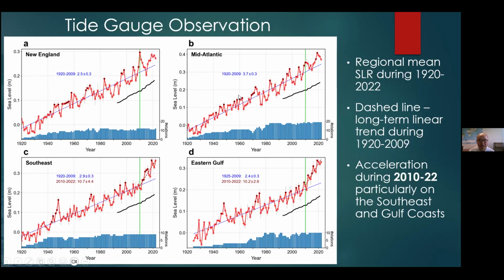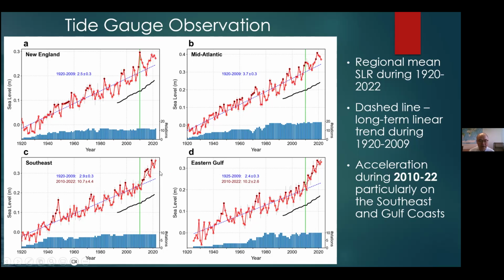So you can see the sea level rise. The sea level rise rate ranges from 2.4 plus minus 0.3 millimeter per year on the eastern Gulf Coast to 3.7 plus minus 0.3 millimeter per year on the mid-Atlantic coast. Another important feature is the departure of the sea level curve from the long-term trend, especially on the southeast and the Gulf Coast. So you can see the departure since 2010.